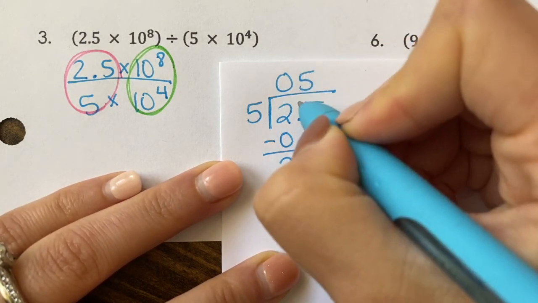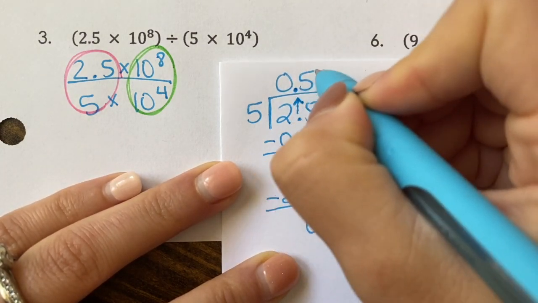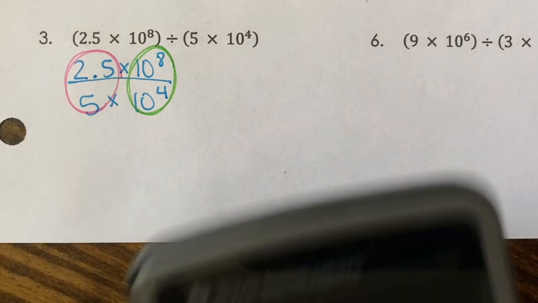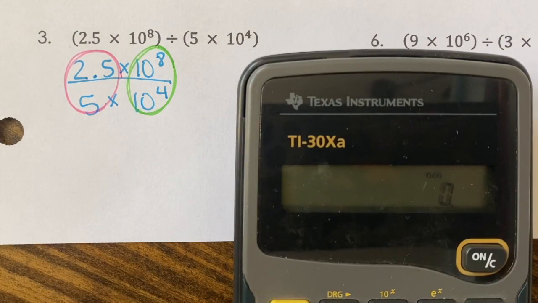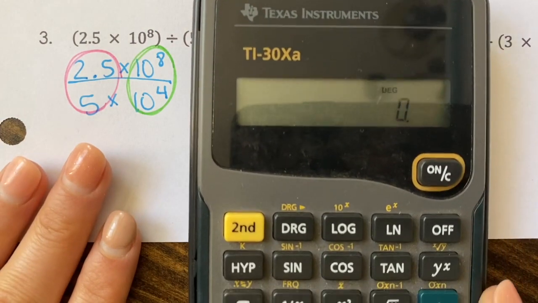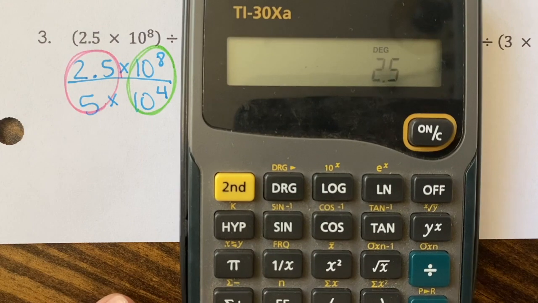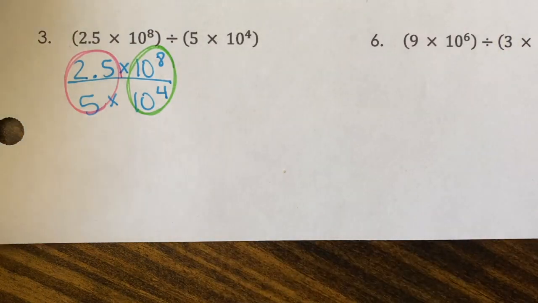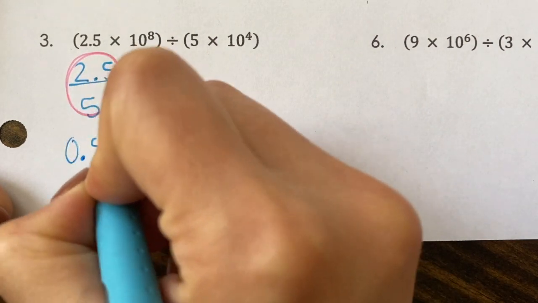You have no remainder. You bring up your decimal. So your answer is 0.5. Now, I kind of forgot to do this part in the beginning, but if you would like to divide this number in your calculator, you're more than welcome to. 2.5 divided by 5 gives you 0.5. So that is going to be our first number in front.